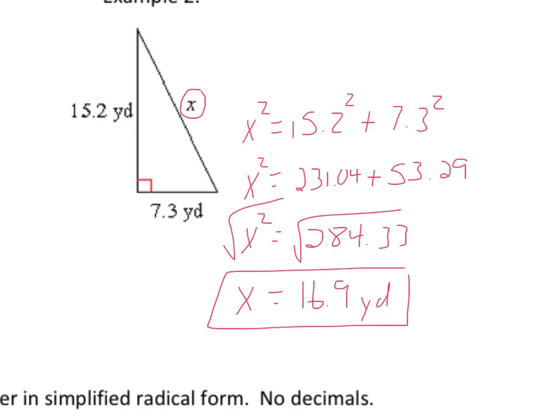And you can use the Pythagorean theorem so long as you know two of the three sides. If you only have one side known, we cannot use the Pythagorean theorem. We must know two of the three sides. And this ends Lesson 10.4, Video 2.